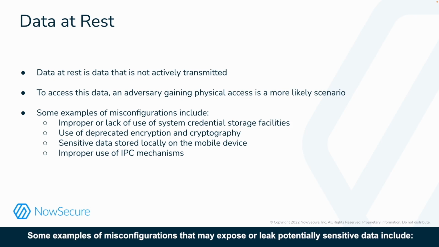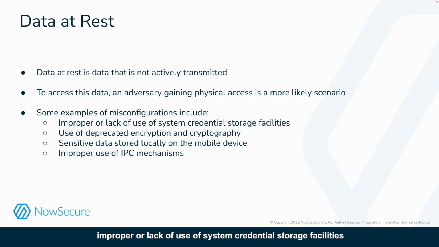Some examples of misconfigurations that may expose or leak potentially sensitive data include improper or lack of use of system credential storage facilities to store sensitive data such as PII, user credentials, or cryptographic keys, use of deprecated encryption methods and cryptographic algorithms, sensitive data stored locally on the device that should instead be retrieved from an endpoint when needed and only stored in memory, and improper use of IPC mechanisms that may cause exposure of data, especially sensitive data.